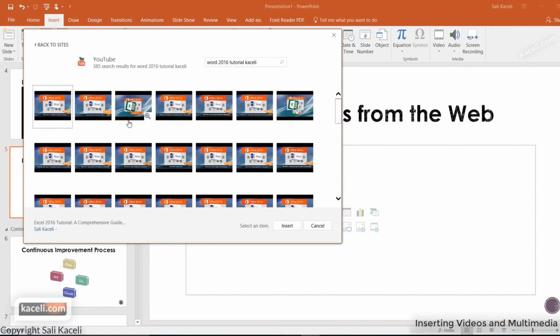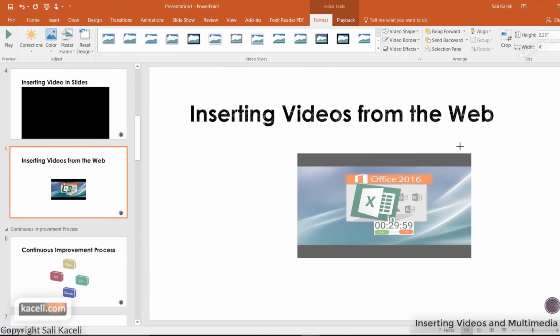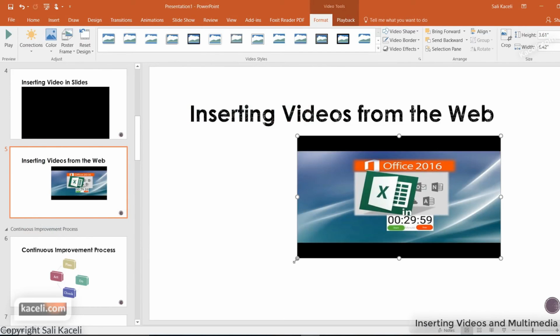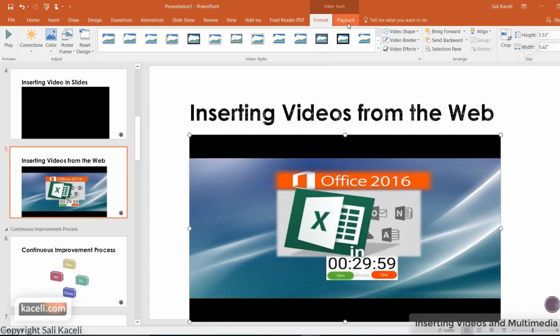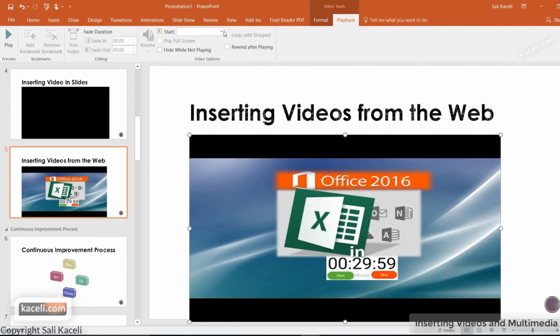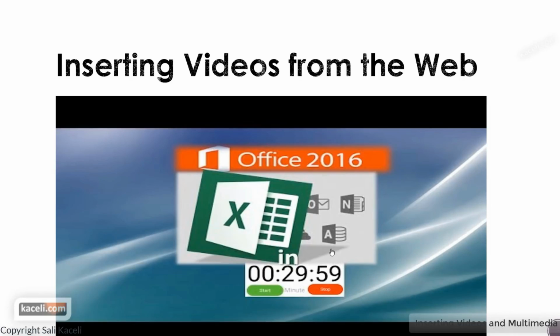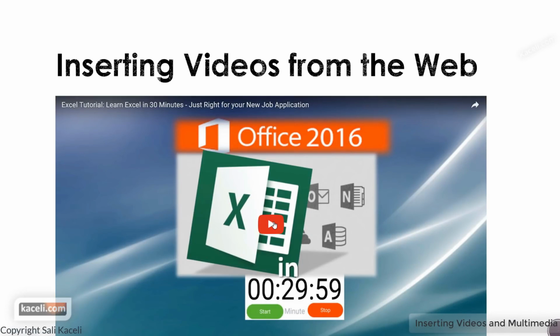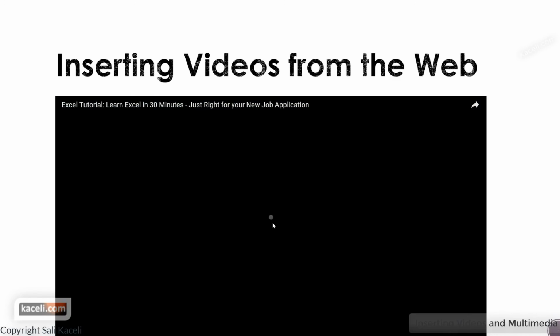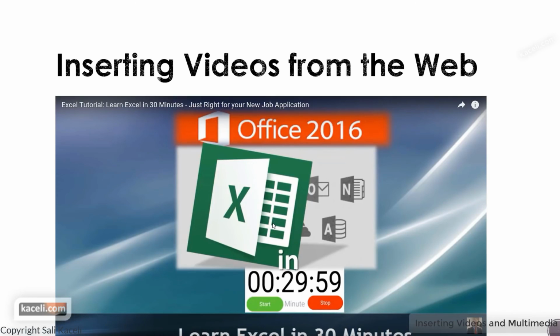2016, and here is a bunch of videos on Microsoft Word. We want this Excel tutorial, Excel in 30 minutes. Click on Insert here, then resize it to how big you want it displayed when presented, and then go under Playback, very similar to what we did earlier, and choose to start automatically or on click. Now if I present this video and click on it, it's going to be streamed automatically from YouTube. Of course, you'll need an internet connection for that to take place.